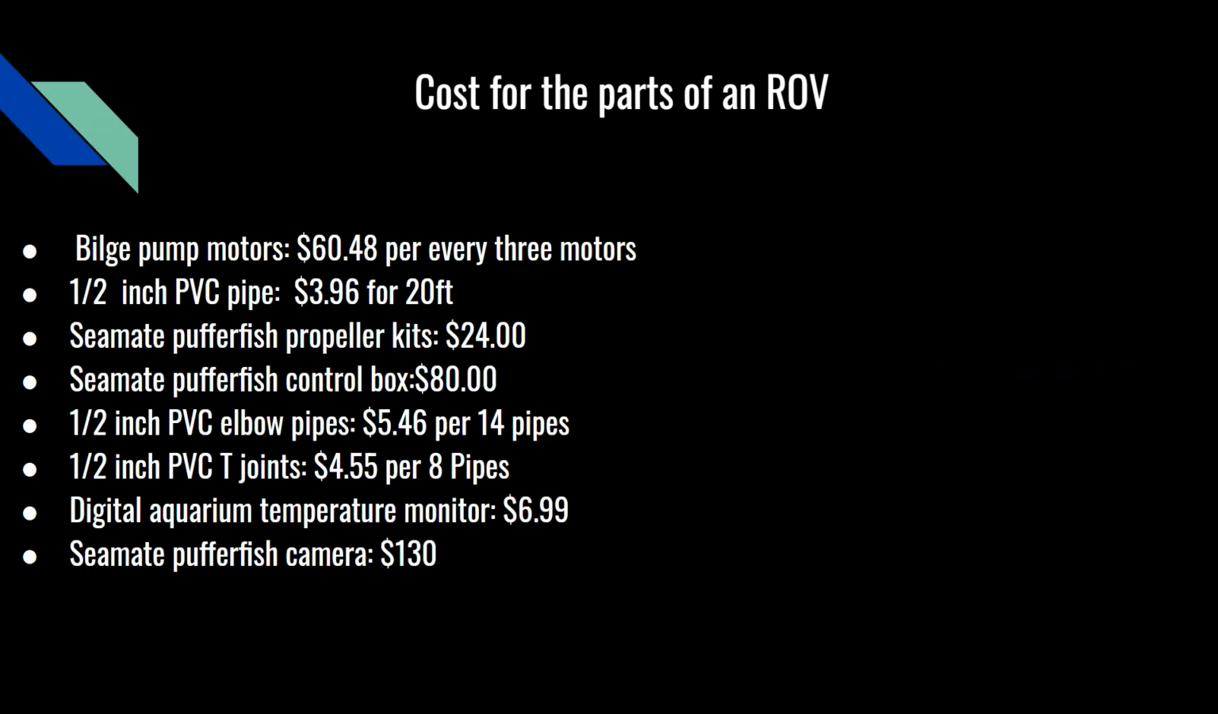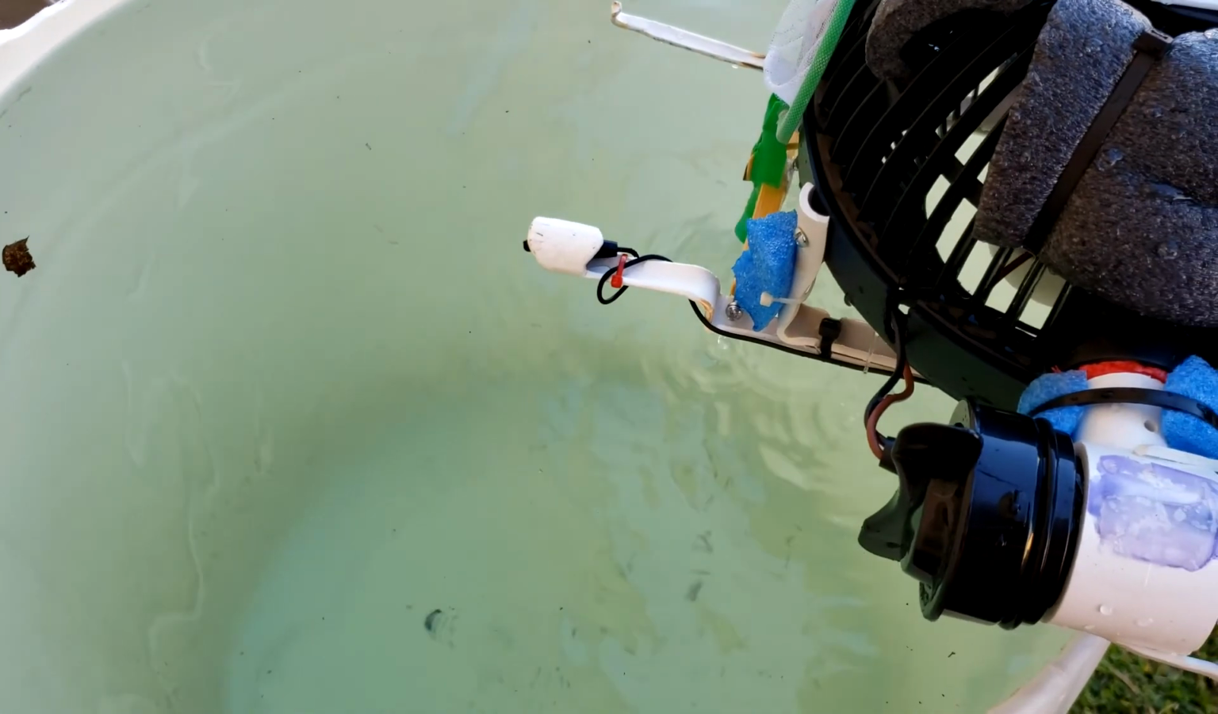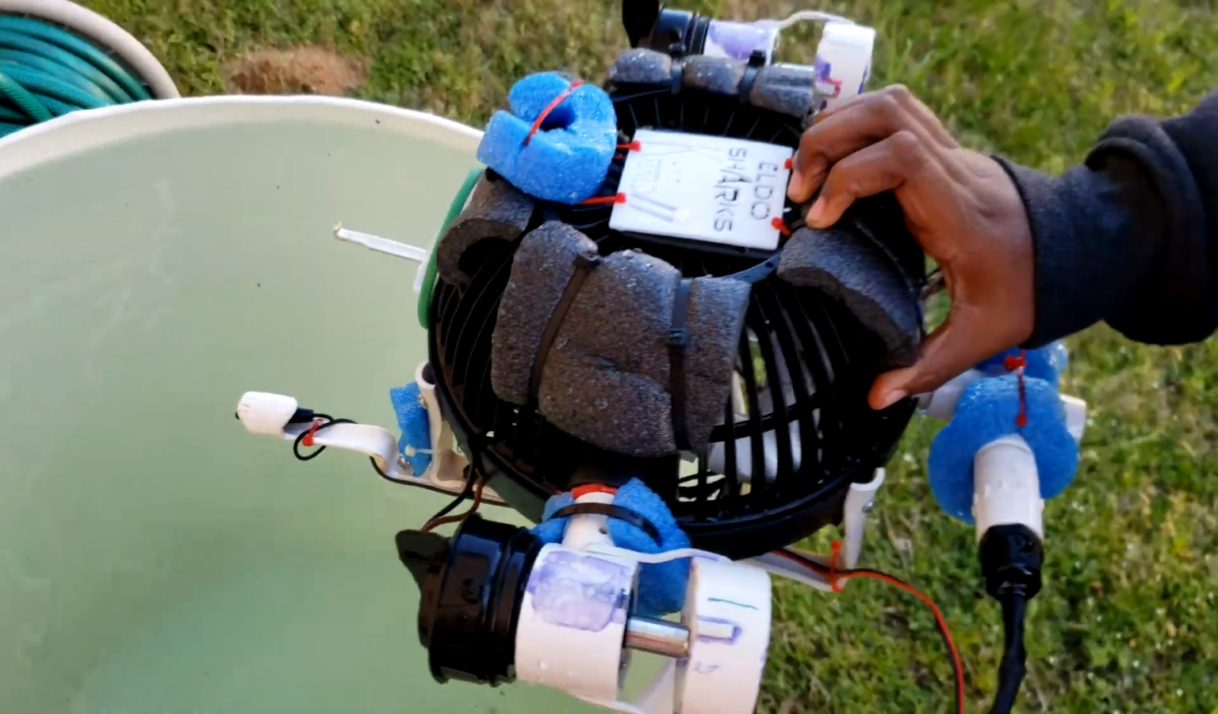If we were to build our own ROV, the basic cost would be about $315.44 with just the camera and temperature sensor. The cost for additional sensors would be $1,051.18. As tested with just the temperature sensor, the ROV seemed promising.